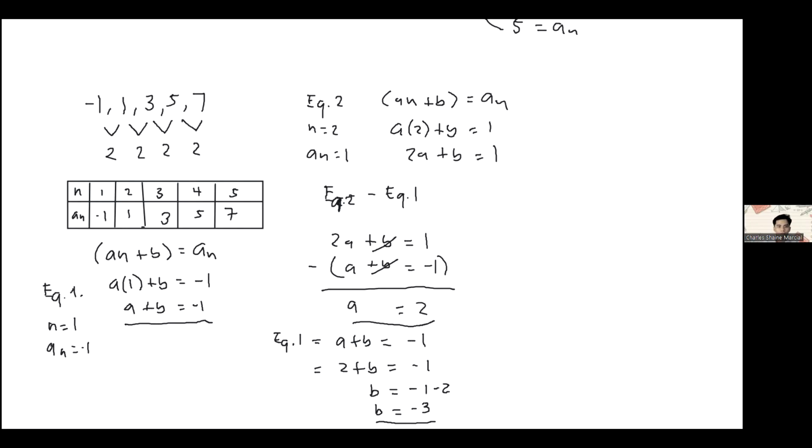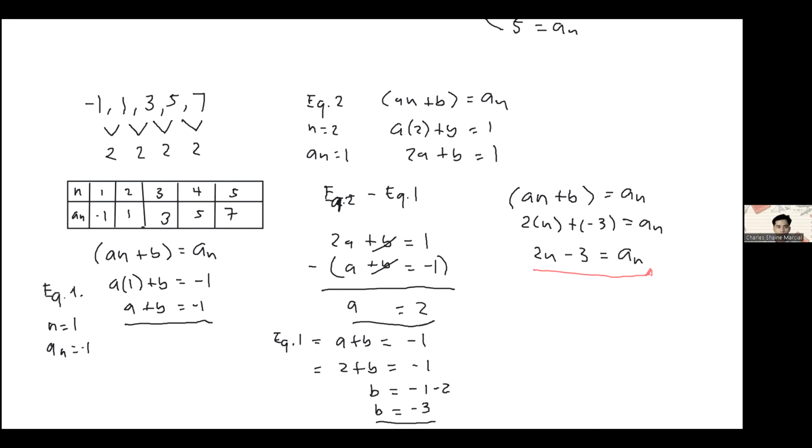So, ang gagawin ulit natin, we will substitute the given to the yung pinakauna nating formula, which is the quantity of a times n plus b is equal to a sub n. Now, we have to substitute 2 times n plus negative 3 is equal to a sub n. 2 times n is equal to 2n. Then, positive times negative is negative. So, we have 2n minus 3 is equal to a sub n. Now, we have already the general term 2n minus 3.